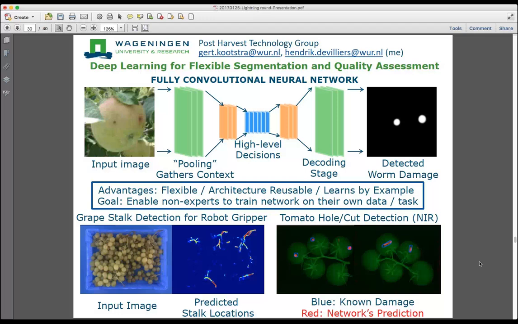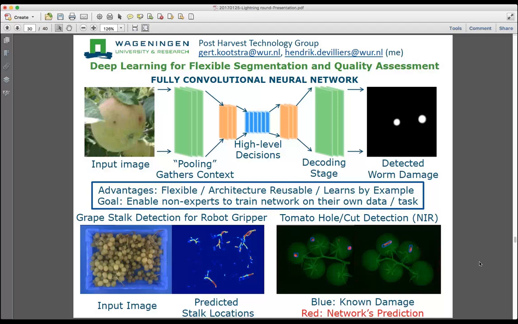We work on quality assessment using deep neural networks. These can be trained to highlight areas of interest. So in the top example, you can see that worm damage on the apple is being highlighted by the network. These networks work by pooling context from neighboring image regions and then making high-level decisions, and then this gets decoded to a prediction for each pixel in the image. The great advantage of this is the flexibility. Because the network is trained end-to-end, it actually learns image processing and decision-making at the same time by just looking at the training data.